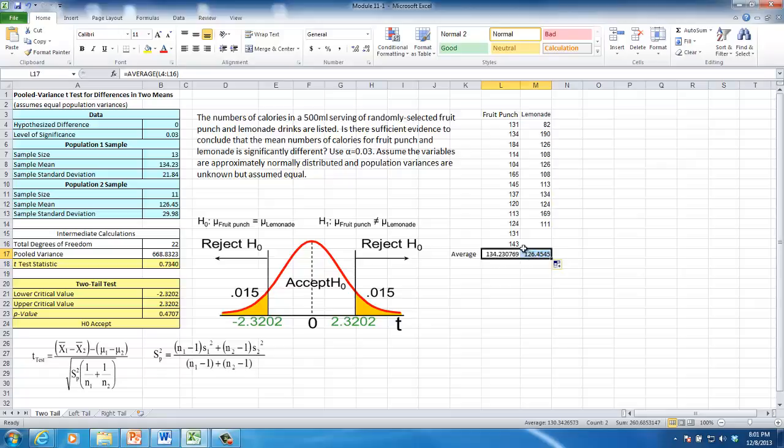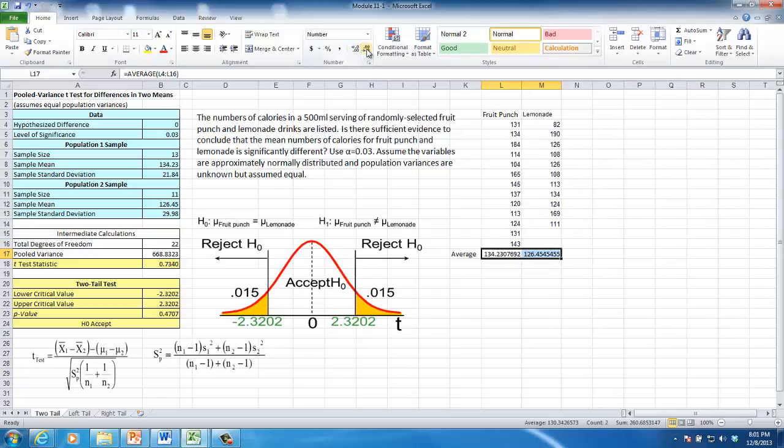I need to reduce the decimals, so only 2 decimals will be enough. So 134.23 and 126.46. Let's enter those numbers: 134.23 for sample 1 and 126.45 for sample 2. You can see the sample size for population 1, which is fruit punch, is 13, and for lemonade is 11.